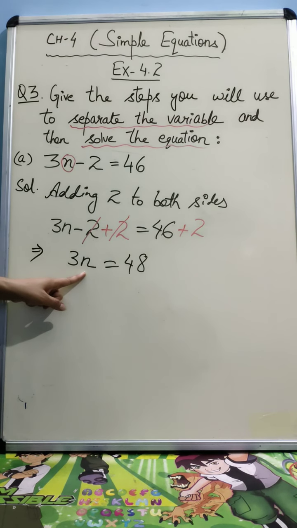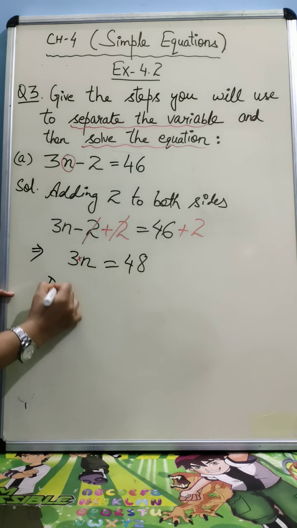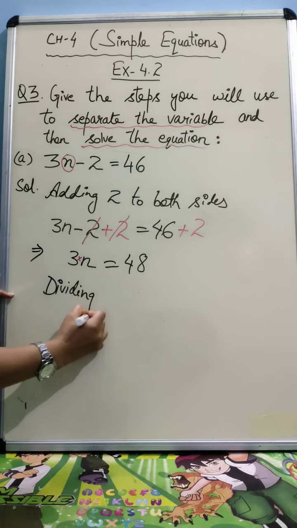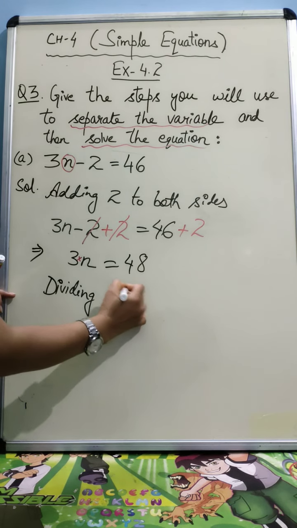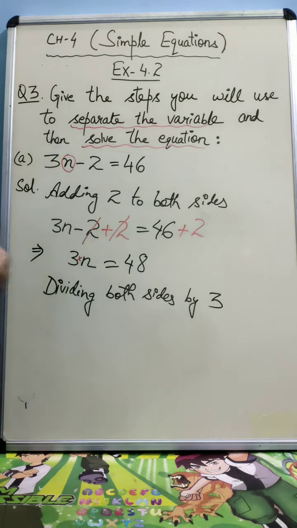Again we have to separate the variable from this 3. So how can we do it? See, 3 is multiplied by n. So if a number is multiplied by a variable, to remove the number, what we have to do? Just divide by the same number. So in this case, we will divide, dividing both sides by 3. Okay, we will divide both the sides by 3.